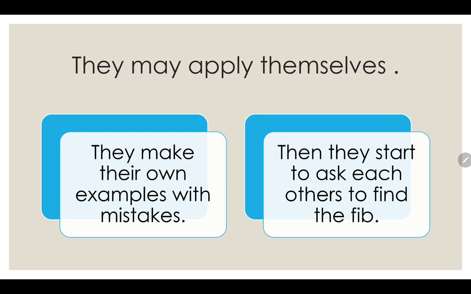Then another way of applying the strategy find the fib is that they can apply it by themselves. How? They may make their own examples. You don't have to write the example on the board and ask them. They have their own examples. They may write their own example on a paper, or they may like to write it on the board for all of the students. Then they start to ask each other to find the fib.